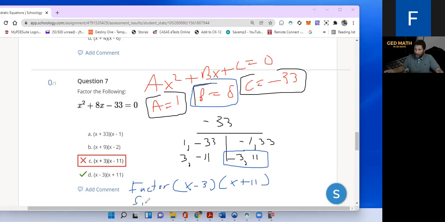If they wanted you to solve it, you have to find the zeros. The opposite of minus 3 is plus 3, and the opposite of plus 11 is negative 11. So they can ask you 2 things. They're either going to ask you to factor a quadratic equation or solve it. The easiest way, if they ask you to factor it, is just use the multiple choice and multiply out. That's the easiest way to do it, unless you know how to factor quickly.